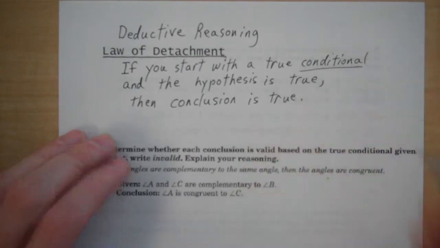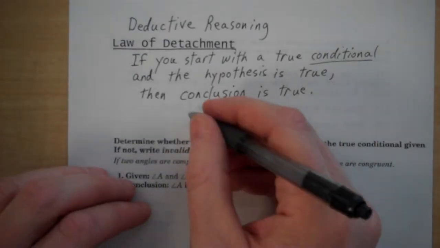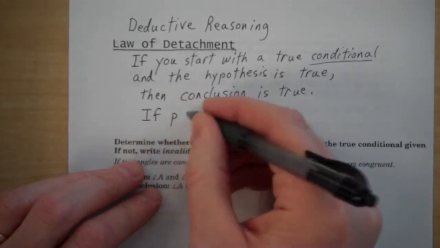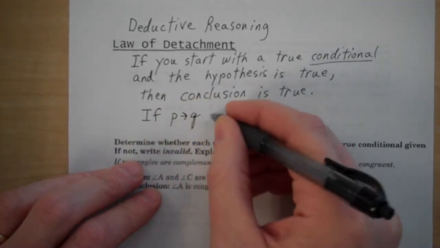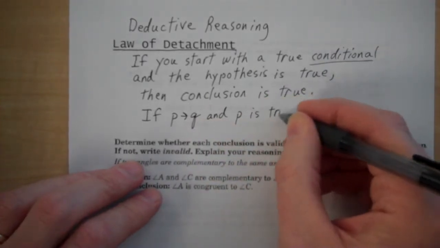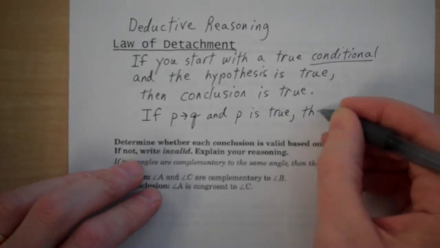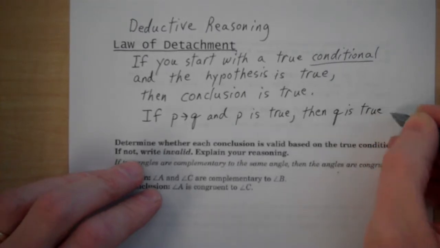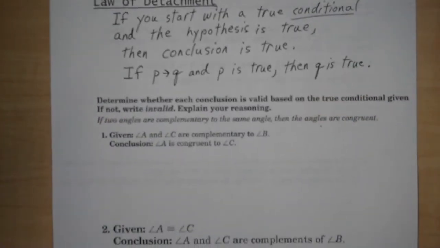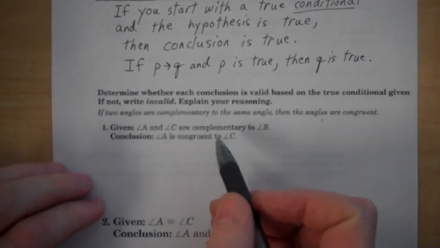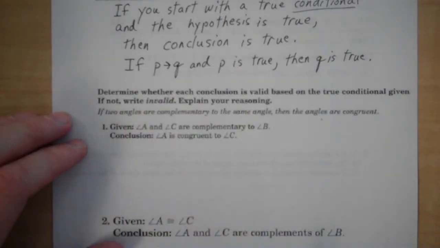All right, it might help to look at some examples, but first, in symbols: if P implies Q and P is true, then Q is true. Now we have this statement, and we'll just follow these examples.